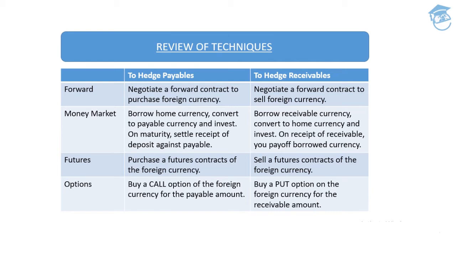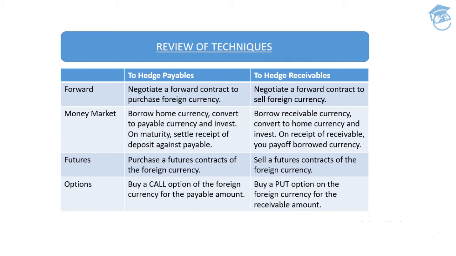So, in case you need to make a payment, let's say 3 months forward from now, what you need to do is go into the futures market and purchase a future contract for foreign currency. Let's say you buy that future contract today itself for a period of 3 months down the line for that payment of foreign currency, and that's how you get into the futures market in order to hedge your payables.